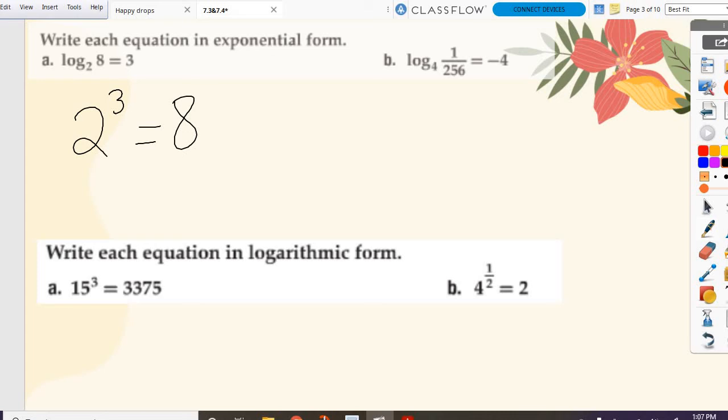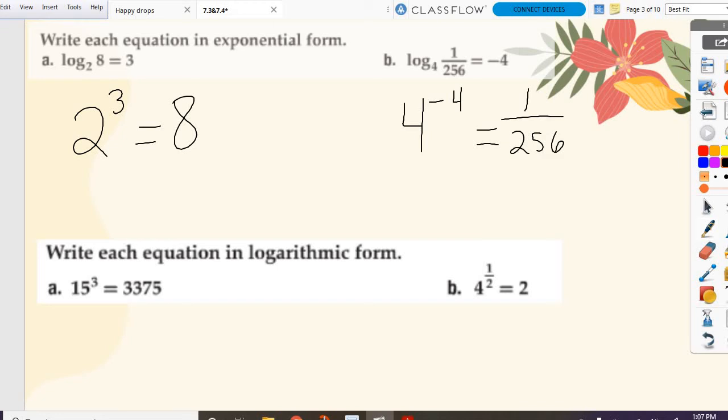Now on part B, we have something very similar. Just this time we have a fraction, and that's okay. So again, this would be log base 4 of 1 divided by 256 equals -4. Again, my base of my logarithm is going to become the base of my exponent. Logarithms equal exponents. So this time my log equals -4, so -4 is going to be my exponent. And then I'm going to move that 1 divided by 256 to the opposite side.